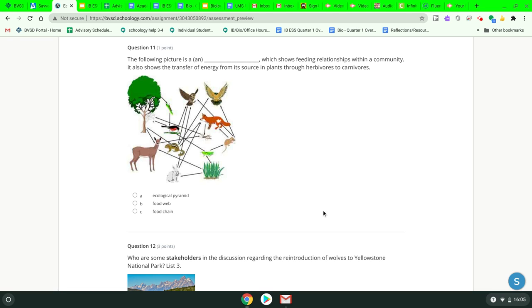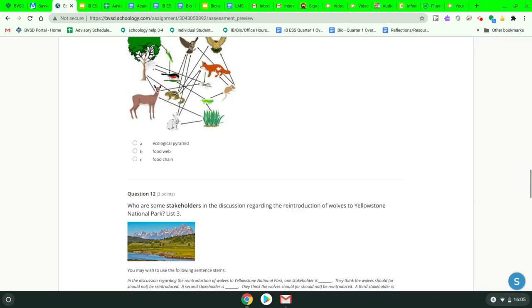The following picture is a blank, which shows feeding relationships within a community. It also shows the transfer of energy from its source in plants through herbivores to carnivores. Is it an ecological pyramid, a food web, or a food chain?